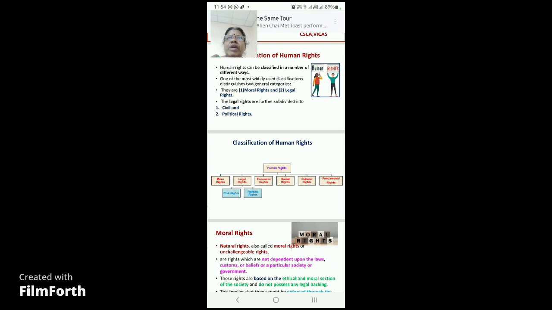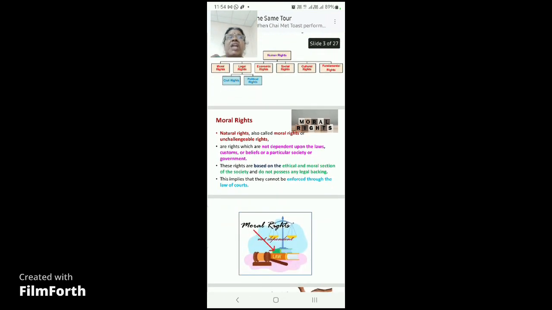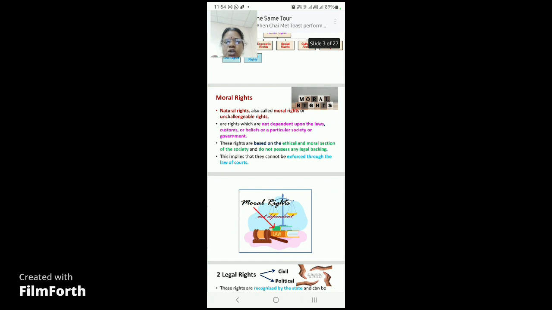So what is meant by a moral right? The first right is called the moral right. Natural rights and unchallengeable rights are called moral rights. Another name for moral rights is natural rights. These rights do not depend upon the law. See the figure here: moral rights do not depend upon the law. They are based upon the ethical and moral sense of the society.